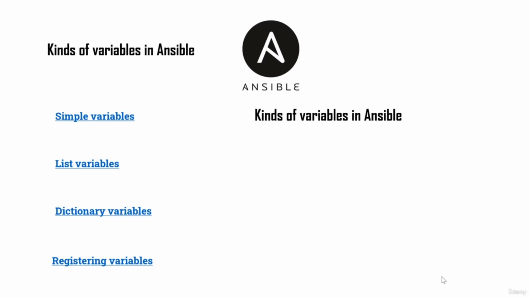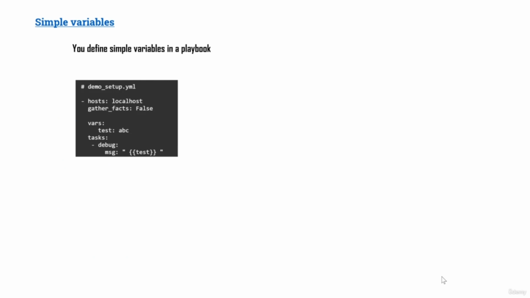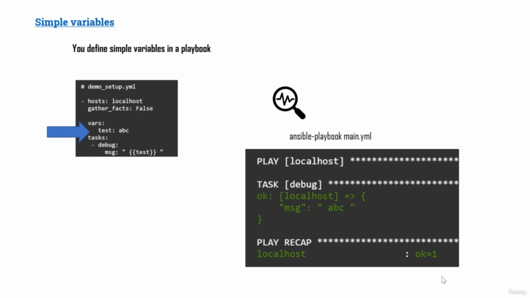So let's start by talking about the simple variables. So we had seen an example of the simple variable in our previous section where we talked about Jinja. So here the variable name is test and the value for that particular variable test is ABC. And if you do an ansible-playbook main.yaml, you can see that the output you get is ABC. That is the value of the variable test.